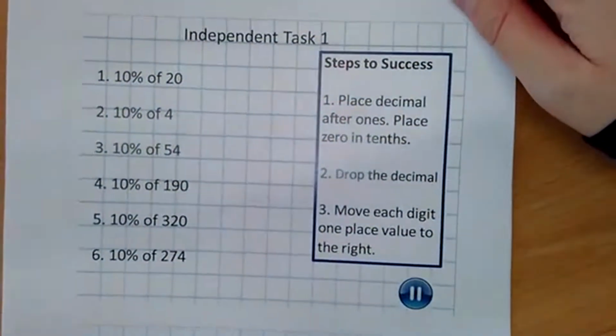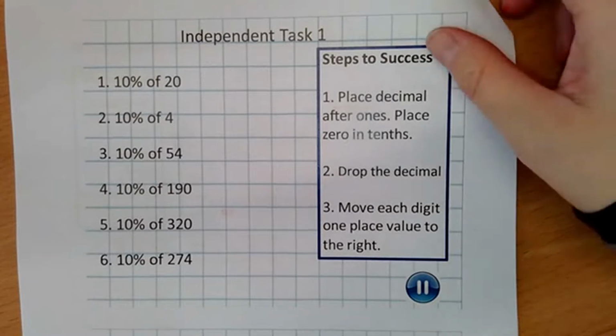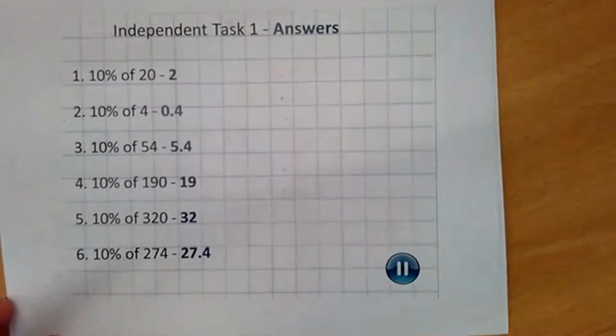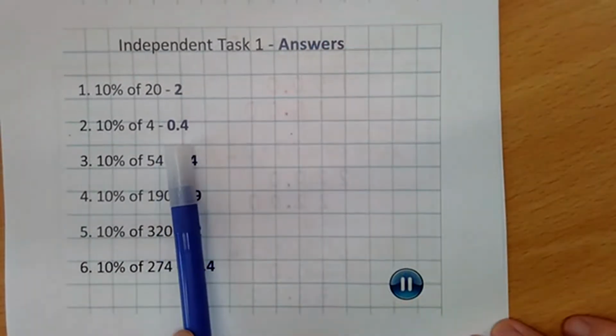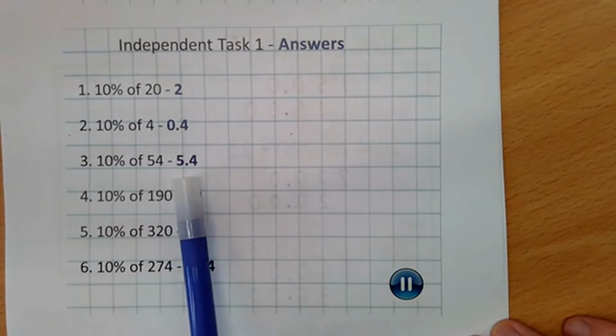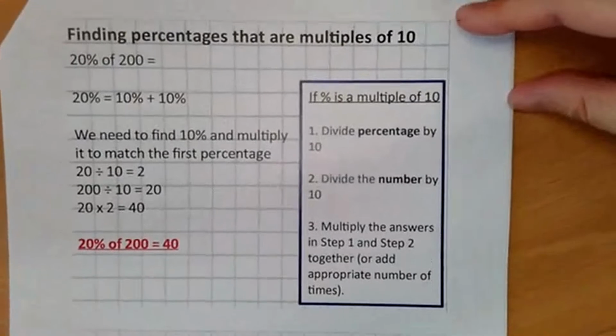Here are your questions for the first task. Please pause and then unpause to go through the answer. So how did you do? Let's take a look. Here are the answers. Number 1 is 2. Number 2 is 0.4. Number 3 is 5.4. Number 4 is 19. Number 5 is 32. Number 6 is 27.4. How did you do? Excellent. Okay, that was quite easy.